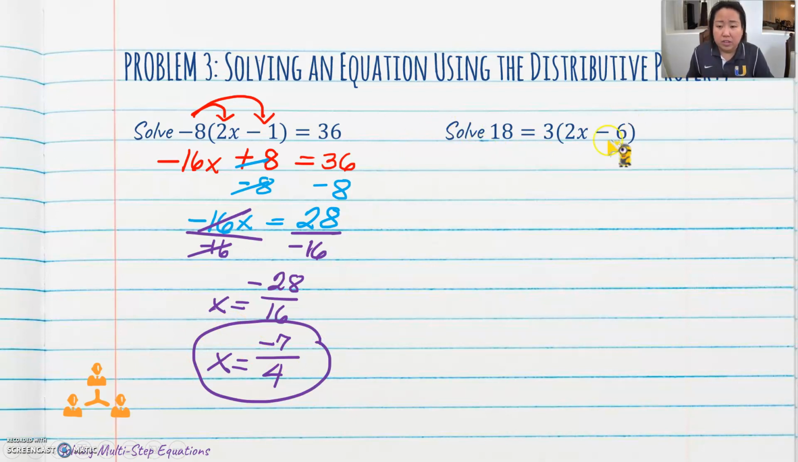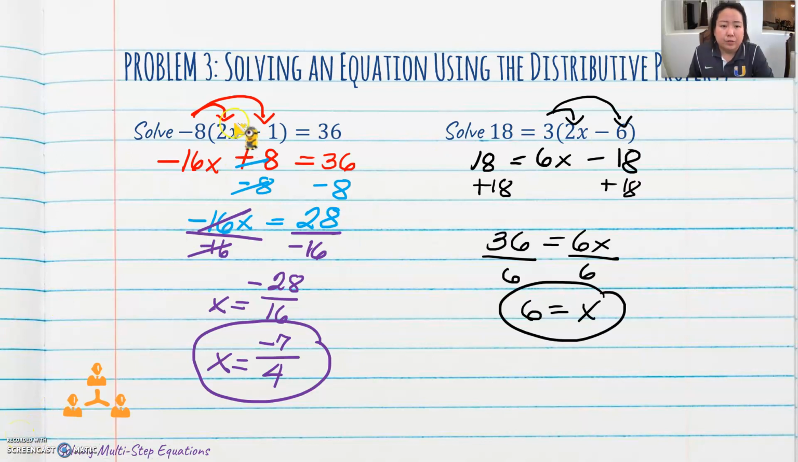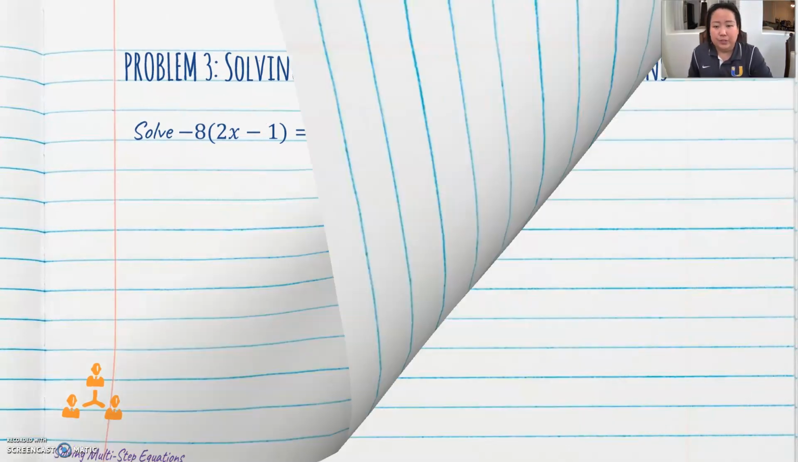So you can try out the next example on your own. Go ahead. So following the previous example, you distribute your multiplier, and as you follow through, your x will be equal to 6. Okay. Let's have another set of problem.